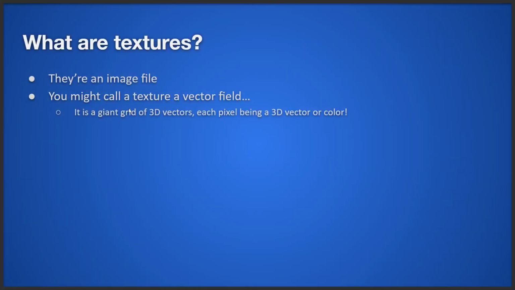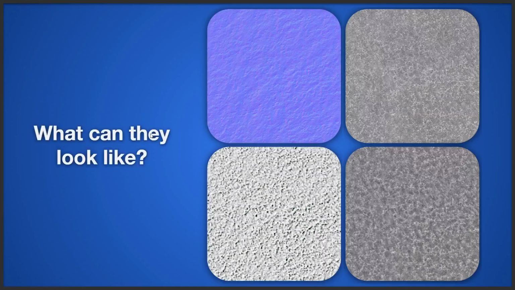All right, textures. What is a texture? A texture is an image file. You might call a texture a vector field. Why would you call it a vector field? Because it is a series of vectors, or colors, and each one has an X and Y location. It's just like a bunch of pixels, right? And those pixels have an X and Y location, and then they have a 3-dimensional vector associated with them, which is just a color, RGB. It's a giant grid of 3D vectors, each pixel being a 3D vector of color.